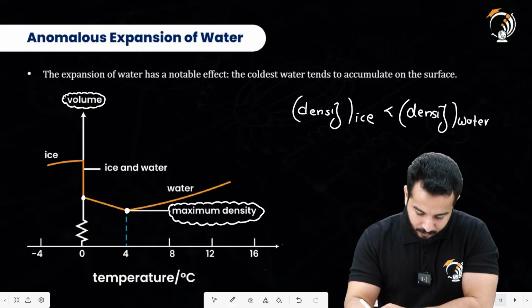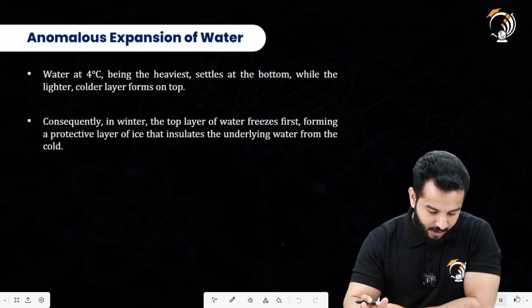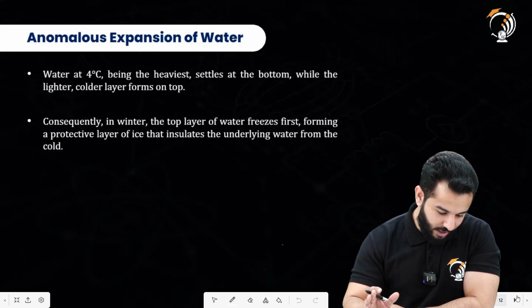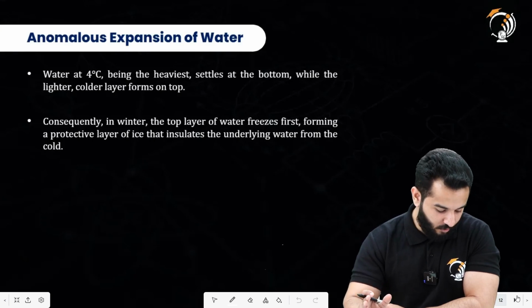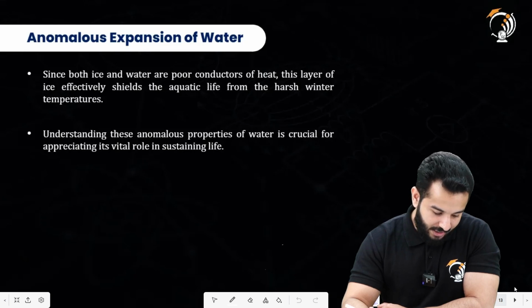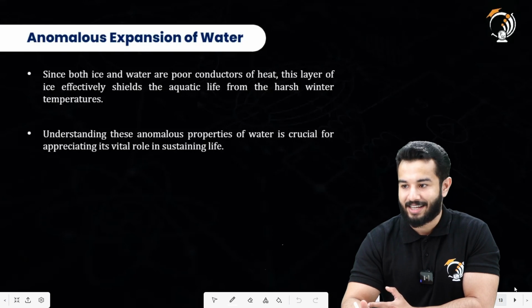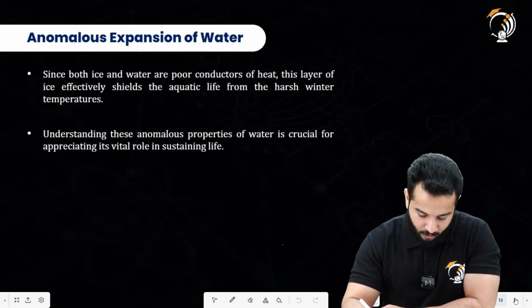Next, we are going to talk about two more important points. Water at 4 degrees Celsius, being the heaviest, settles at the bottom, while the lighter, colder layer forms on top. Consequently, in winter, the top layer of water freezes first, forming a protective layer of ice that insulates the underlying water from the cold, right? Since both ice and water are poor conductors of heat, this layer of ice effectively shields the aquatic life from the harsh winter temperatures. Understanding these anomalous properties of water is crucial for appreciating its vital role in sustaining life, right? So this is everything that we need to know about the expansion of water after 4 degrees Celsius.